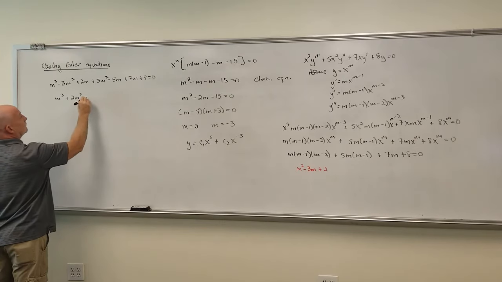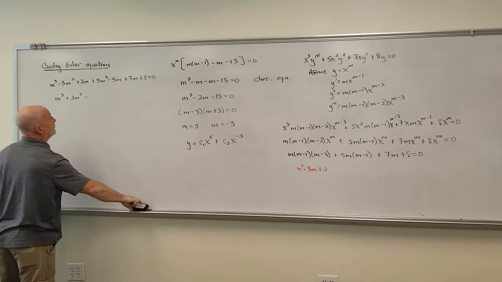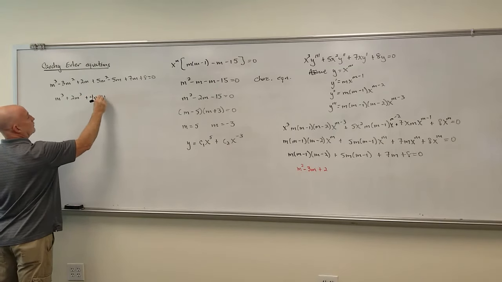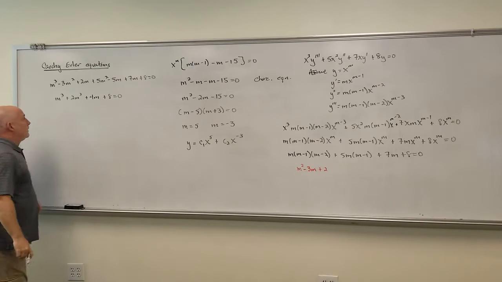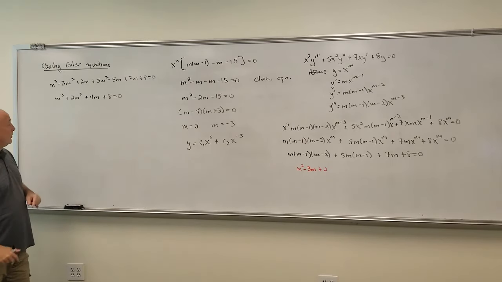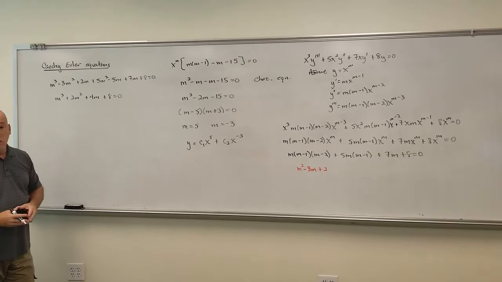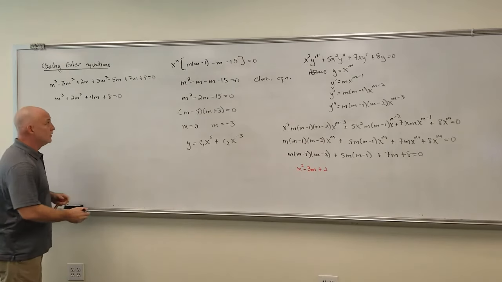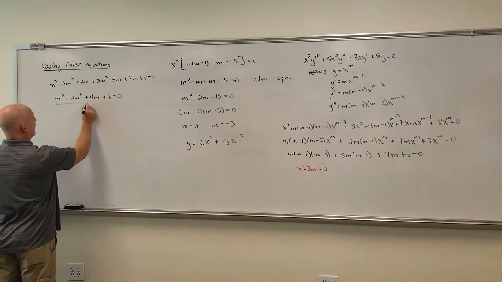plus 4m plus 8. All right, we have a third degree polynomial to solve here. So we're going to try factoring first. If factoring doesn't work, you have to do something like synthetic division. I believe this factors, what I'm looking at, right?